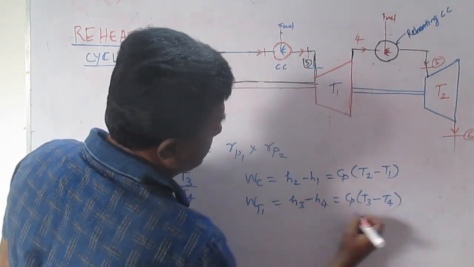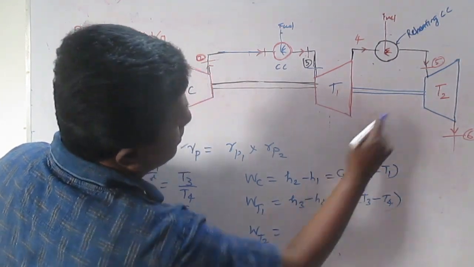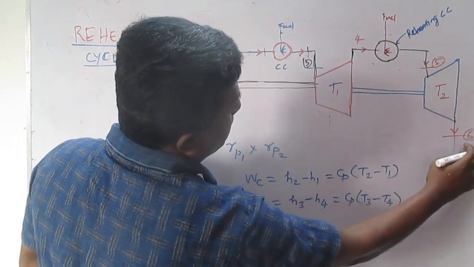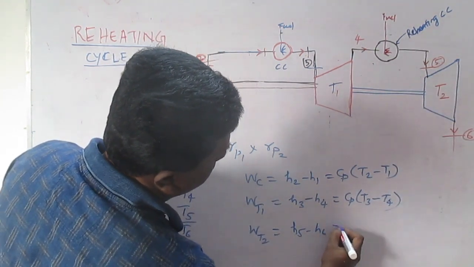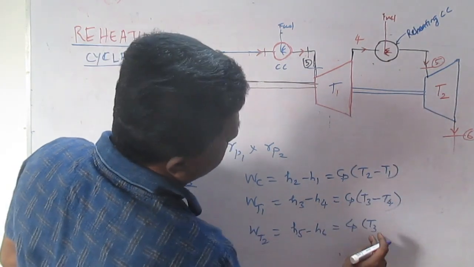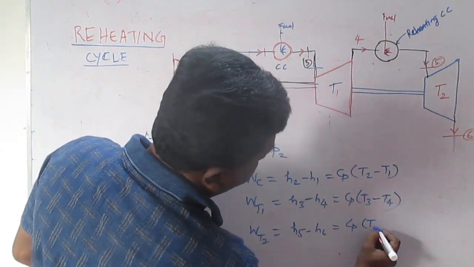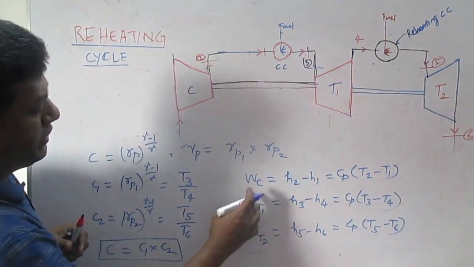Then WT2 equal to H5 minus H6. So H5 minus H6, so Cp into T5 minus T6. Okay, so we have written the turbine work.